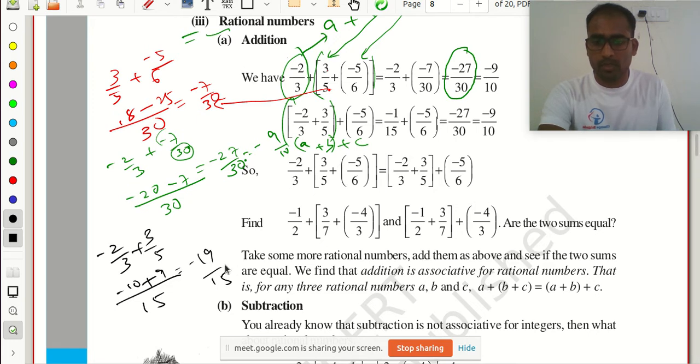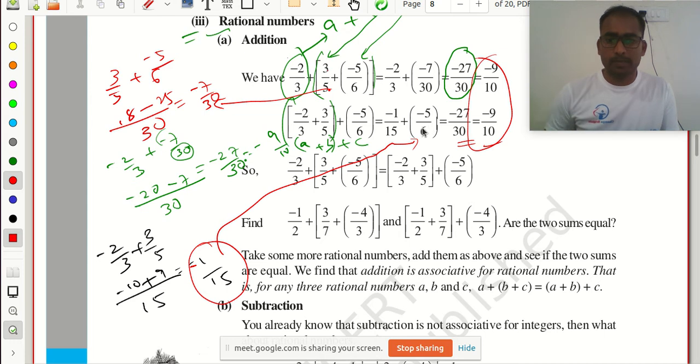Minus 19 by 15. Okay. Sorry, minus 10 plus 9 is how much? Minus 1. Okay, minus 1 by 15. So I need to add this minus 1 by 15 with minus 5 by 6. So I will get this one. So these two results are the same now.